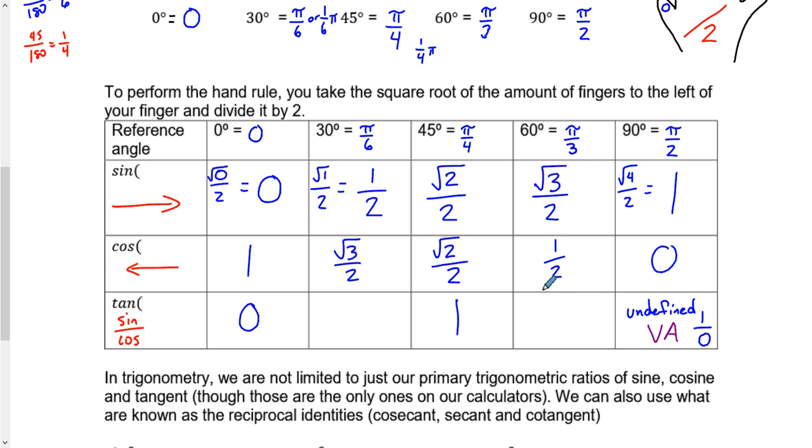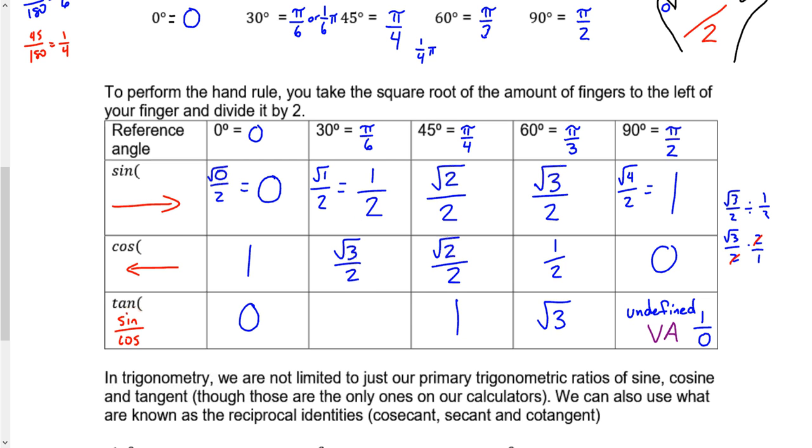Alrighty, this is probably the fastest one to do. I'm actually going to do that over here. Root 3 over 2 divided by 1 over 2. So in order to divide fractions, it's root 3 over 2 multiplied by 2 over 1. It just means the 2's cancel off, and it'd be root 3 over 1, which is just root 3.